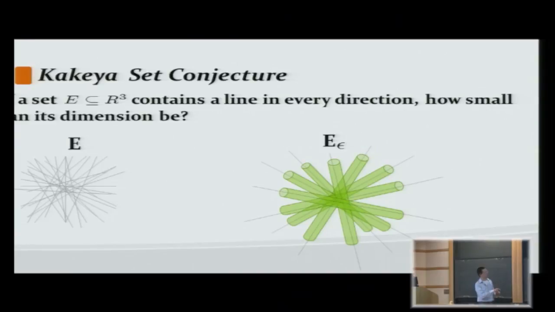Because every line, there will be a line in every direction, and around each of those lines there'll be an epsilon tube if I take an epsilon neighborhood of it. And now, if the dimension is small, this set is going to be very small as well, and so this will imply that this arrangement of tubes has a lot of overlap, and that would actually allow me to cook up a counterexample to the restriction conjecture as well.